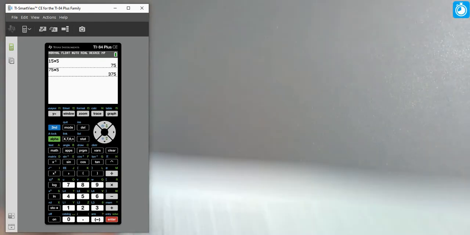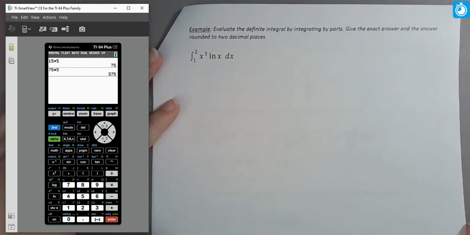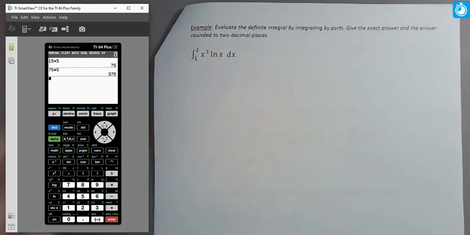Okay, so let's wrap it up with a definite integral. So we looked at a definite integral when we did substitution as well. And the general idea with substitution is when we change the variables, we have to keep in mind that our limits of integration only apply to the original variable. So we have to make sure we change back before we apply our limits of integration.